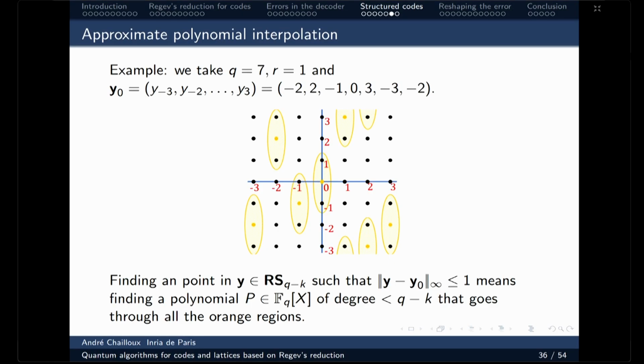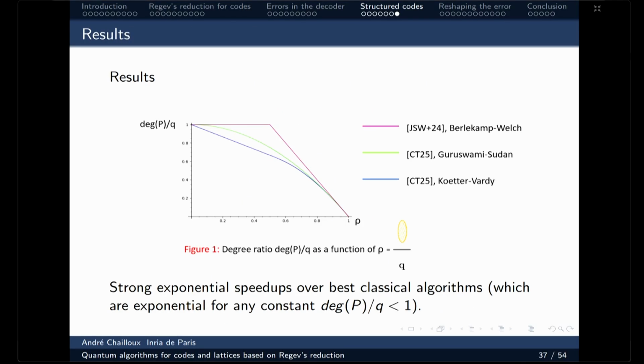So the question is, I have a set of points, and I ask you to find a polynomial of low degree which passes not too far from each of the points, right? If you see it, it doesn't necessarily look like a coding problem, but it is a coding problem, right? And this algorithm that we do, Regev's reduction, is actually a quantum algorithm to solve this kind of problem, right?